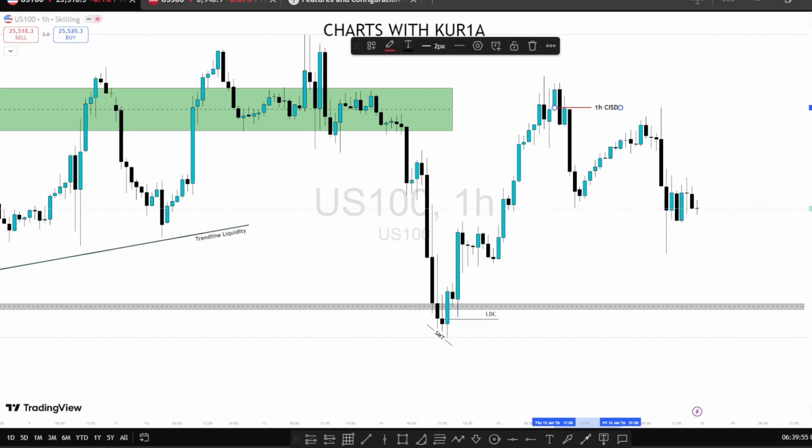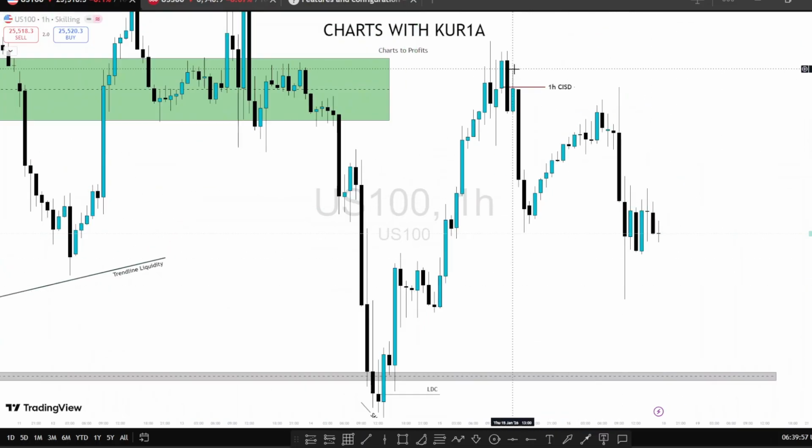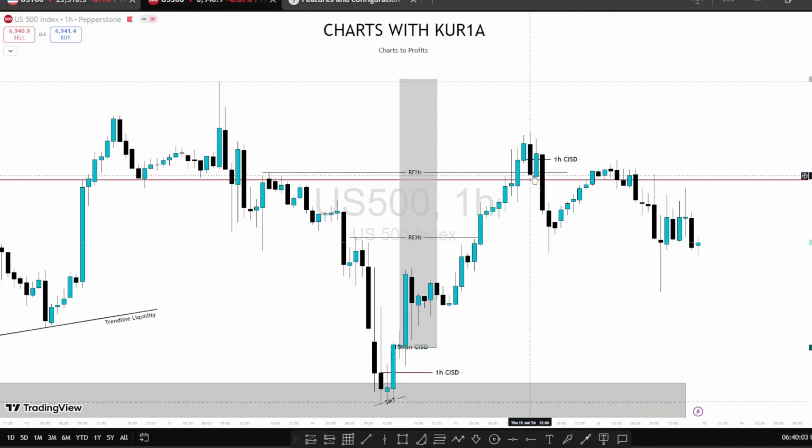So that happened, and as soon as we closed below this, I closed my trade. I closed all my other positions at 69.64. So that was roughly 60 handles in profits, 60 pips. We call them handles in the indices, CFDs.